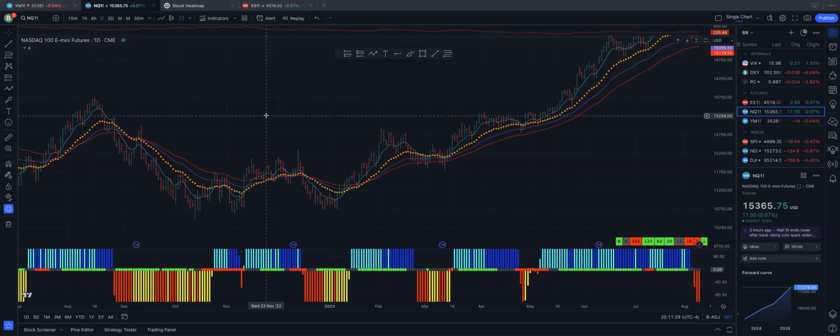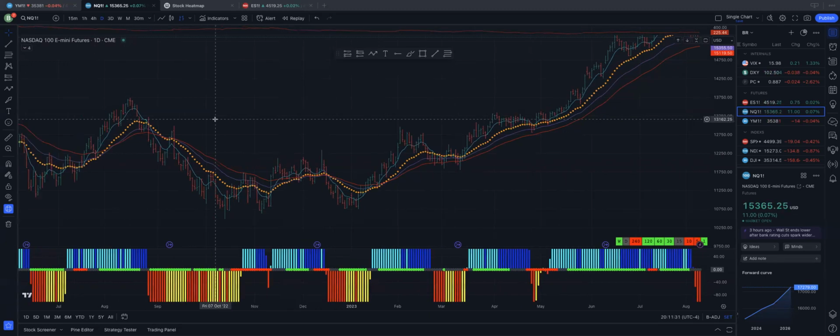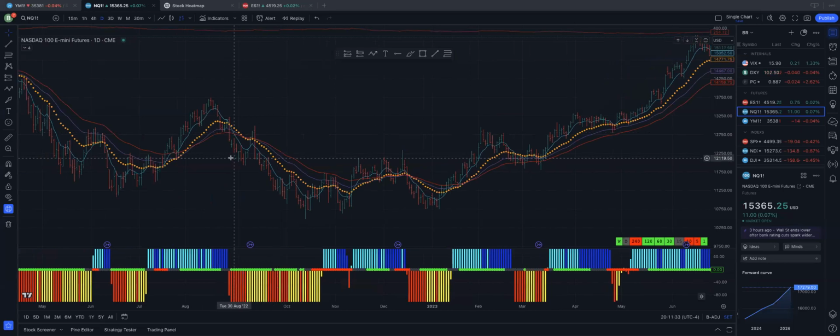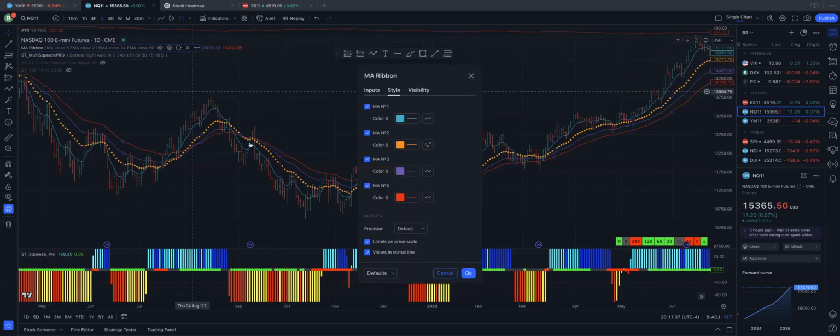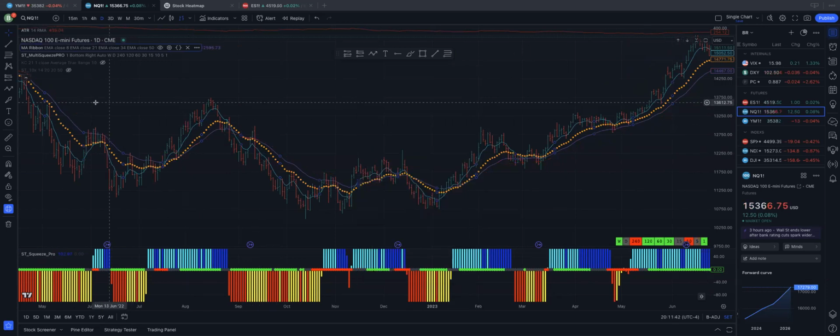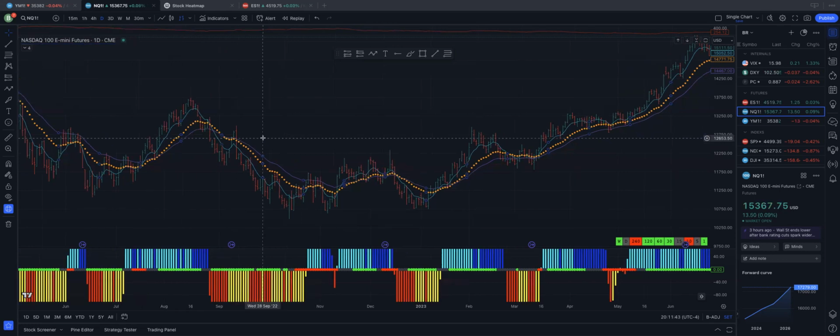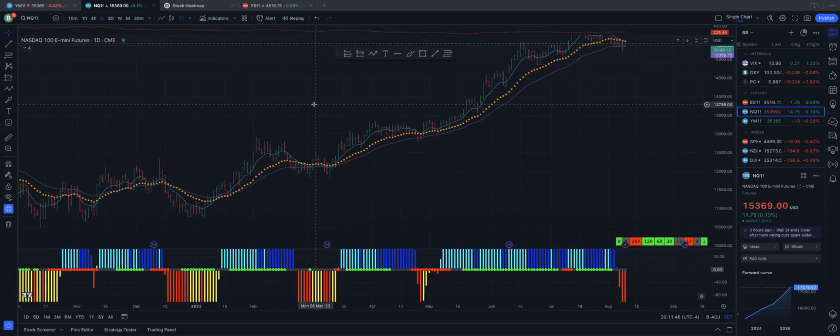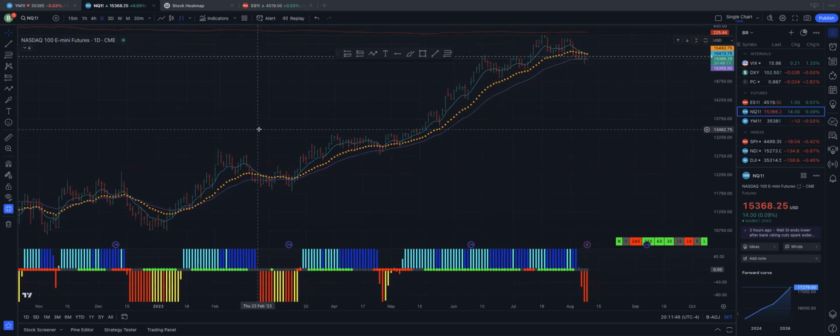Okay. So now that we understand this, I'm going to remove the 50 because I don't use that as much. And I like looking at these three. Okay. So now when we're looking at this, here's something to take note of, right?